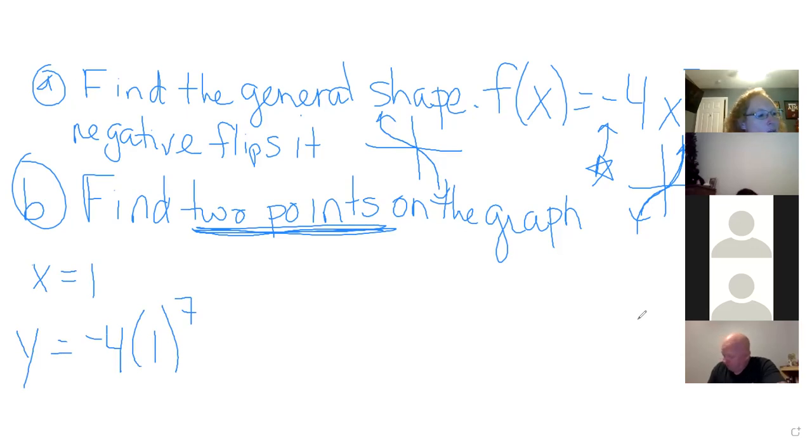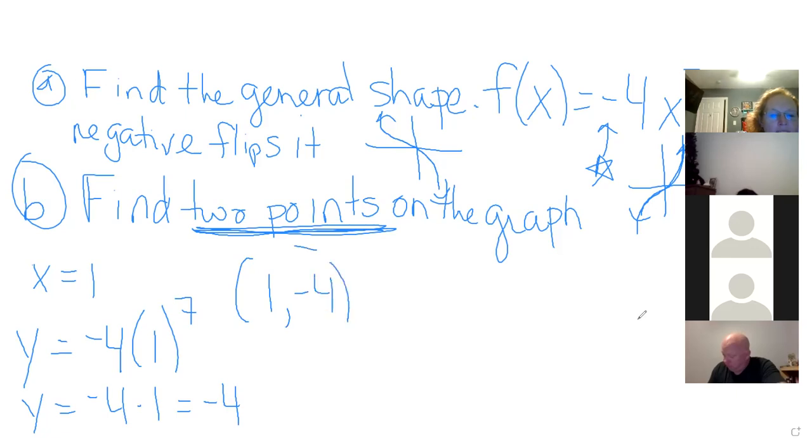Now, what is 1 to any power? 1. Okay, so this would just be negative 4 times 1, which would just be negative 4. Remember, when you're writing this as a point, the x always comes first. The y always comes second.